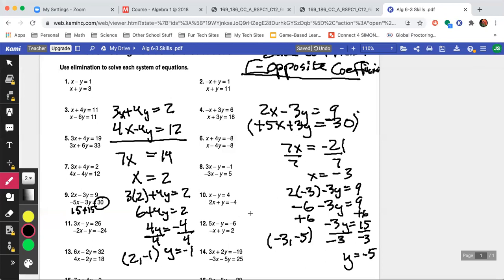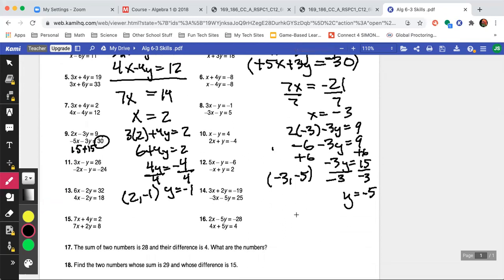So that's pretty much how these work: if you've got them where they already have opposite coefficients of each other, you can just add them straight up, and you're always doing it vertically. You solve for one variable, and then you plug your answer in for that into one of the other equations to find the other one. So in that sense, it's similar to substitution. And now we'll do one more example.